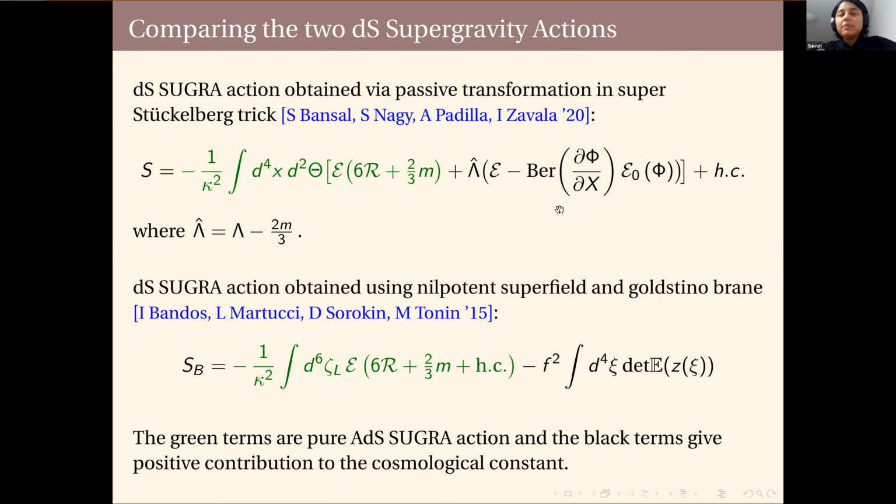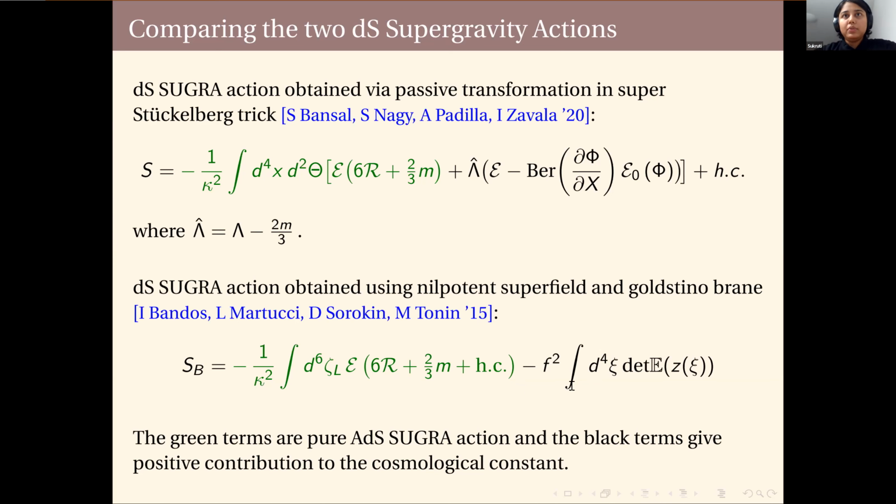Now, the interesting parts obviously are the pure de Sitter parts, or the positive contributions to the cosmological constant. Now here in our action, this is what it looks like. In theirs, it looks like this. And they are both quite difficult and complicated to write down explicitly, and it's not easy to compare them. So we need to find some simple method of comparing these two actions. And for this purpose, we resort to perturbation theory.